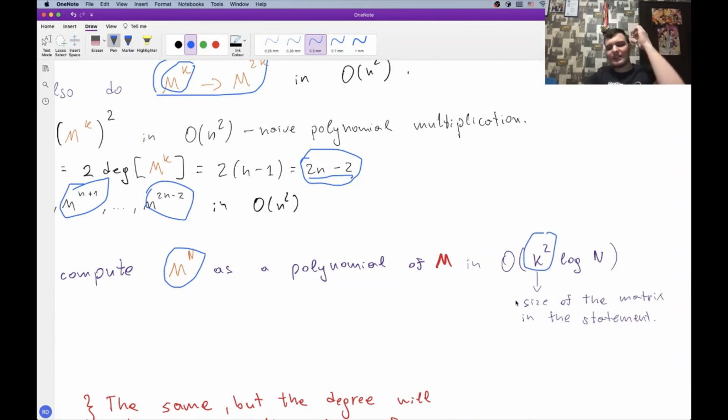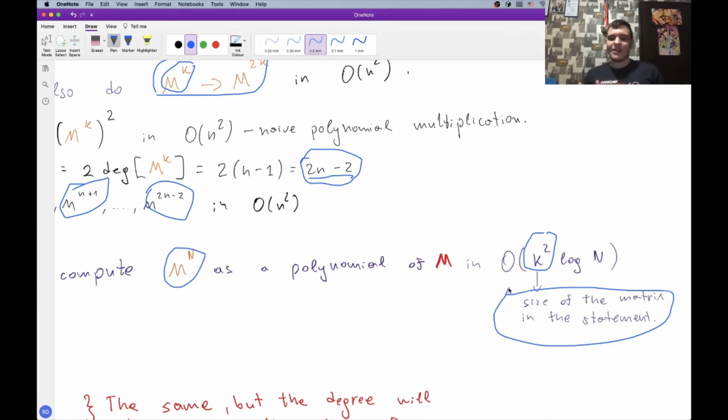This is talking about the original problem statement, where k was the size of the matrix. We showed that the number of coefficients is the same as the size of the matrix, like the number of rows or columns in the matrix. And if our transitions are with complexity O degree squared, and we need to do a logarithmic number of jumps, then obviously the whole complexity will be k squared multiplied by log n, which you can see is actually better than the previous thing we discovered.